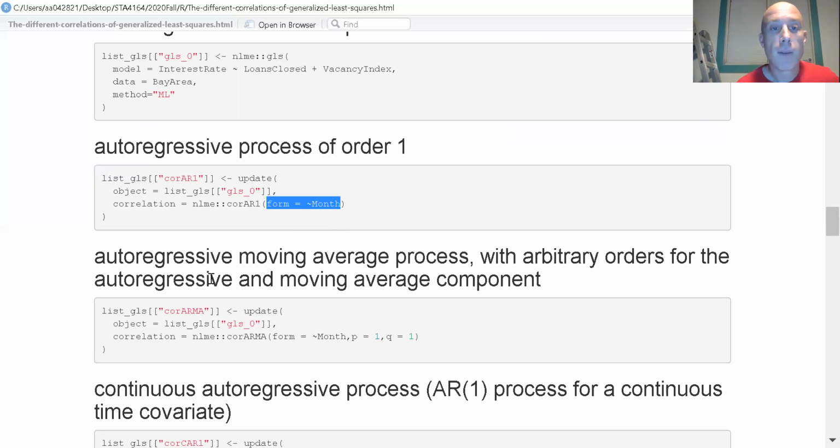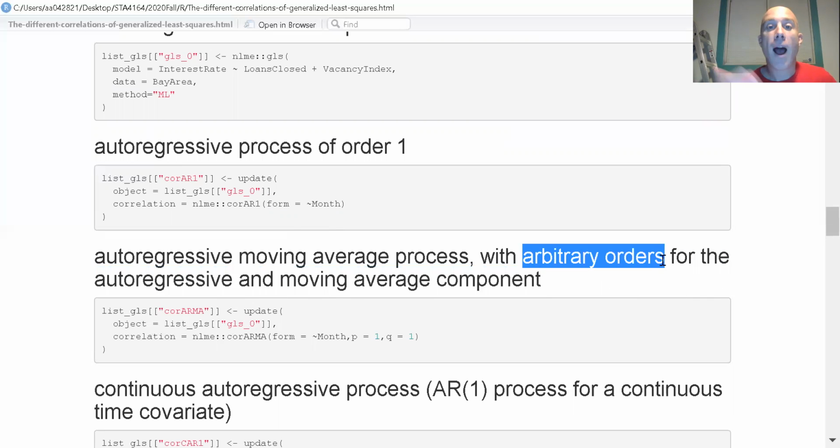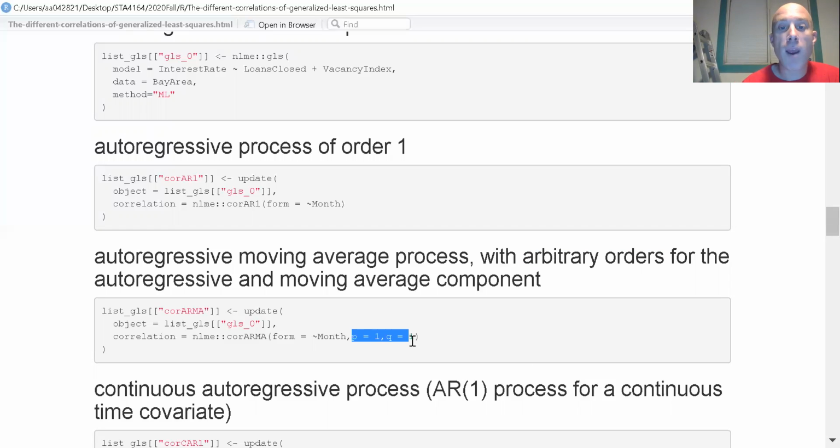Now I want to do an autoregressive moving average process with arbitrary orders for the autoregressive and moving average parts. This arbitrary order is saying that I'm dictating the structure of the autoregressive moving average. Remember, there are two parts: the autoregression and the moving average. Autoregression is a correlation with previous observations. Moving average is exactly what it sounds like: the average is changing over time. It's moving as time goes on. And P and Q are the parameters for this.